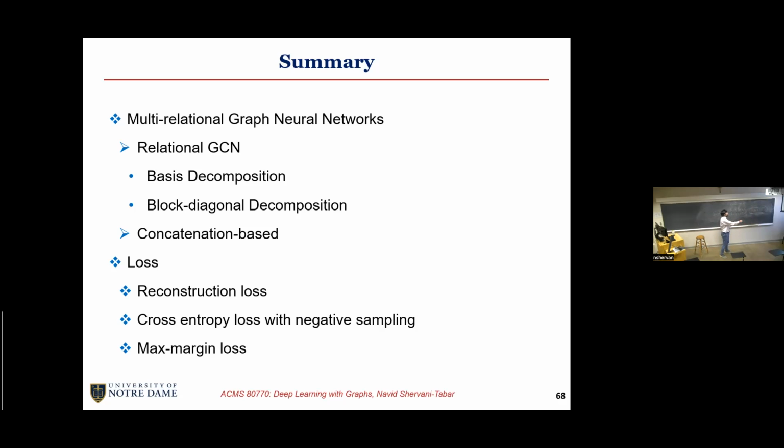You can either use basis decomposition, where we use a smaller number of basis matrices of the same dimension as W, but way fewer than the total number of edge types that we have in the graph. And then we have a vector for each edge type that shows the linear combination of these shared basis matrices that will result in the relation-specific weight for that edge type.